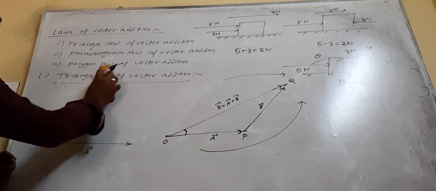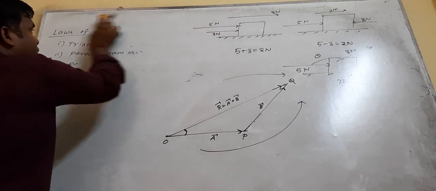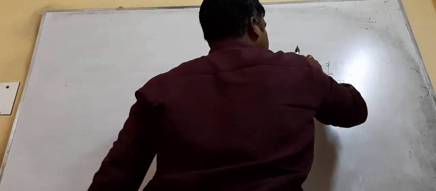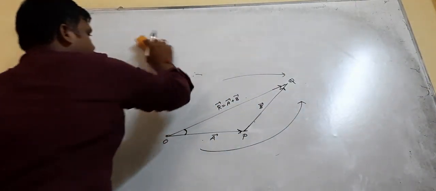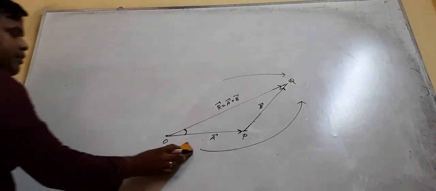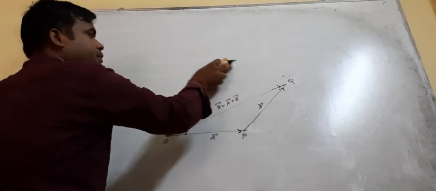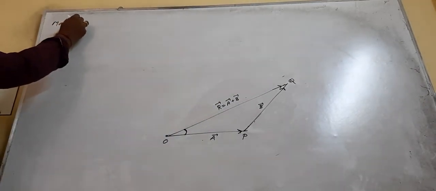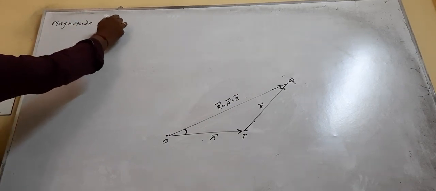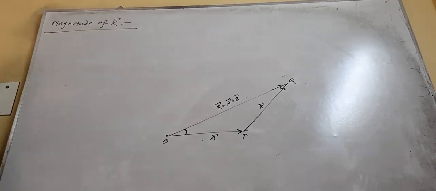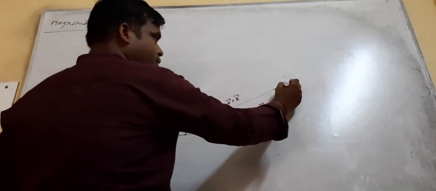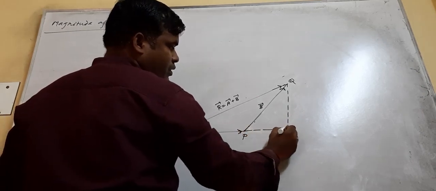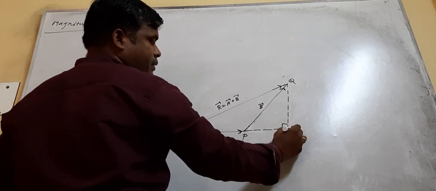So first we find the magnitude of the resultant vector. Magnitude of R vector. To get the magnitude, you draw a perpendicular on OP produced. Let it be QN.